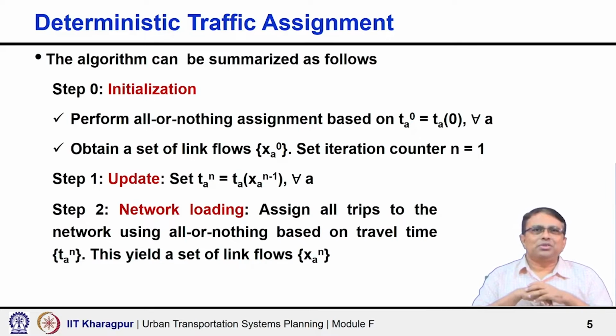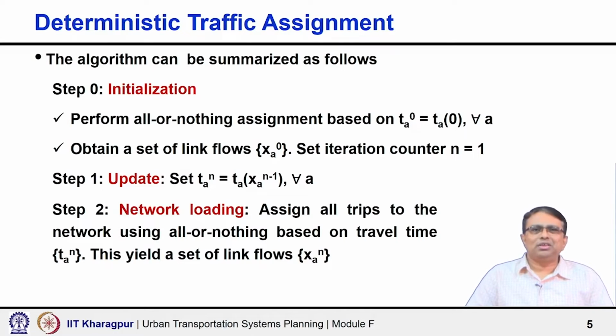So, let us try to see quickly how the algorithm works. So, the first part is the initialization: simply perform all or nothing assignment based on the zero flow, because initially we have not loaded the network. So, we know the zero flow travel time, and accordingly assign everything along the shortest path, all demand, and set the counter, that is the number of iterations, as 1.